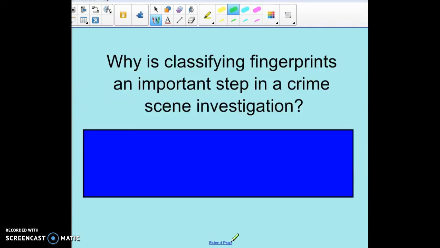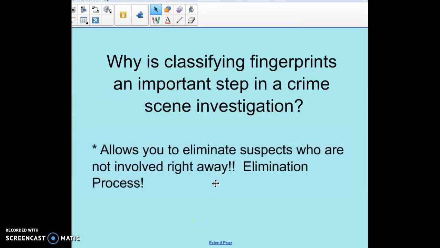Okay, so why is classifying fingerprints important? Why is that something that we want to be able to do at a crime scene? It allows you to eliminate suspects who are not involved right away. So if I find a plain arch at my crime scene and I pick up a suspect and all they have are loops, I know they're not who I'm looking for.